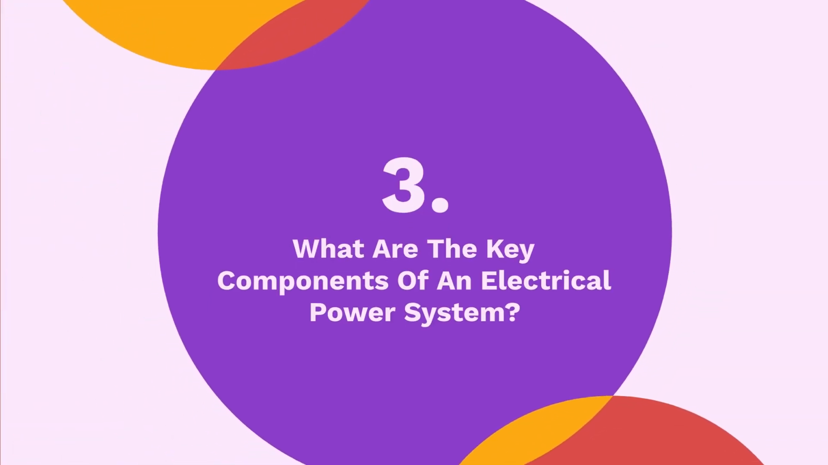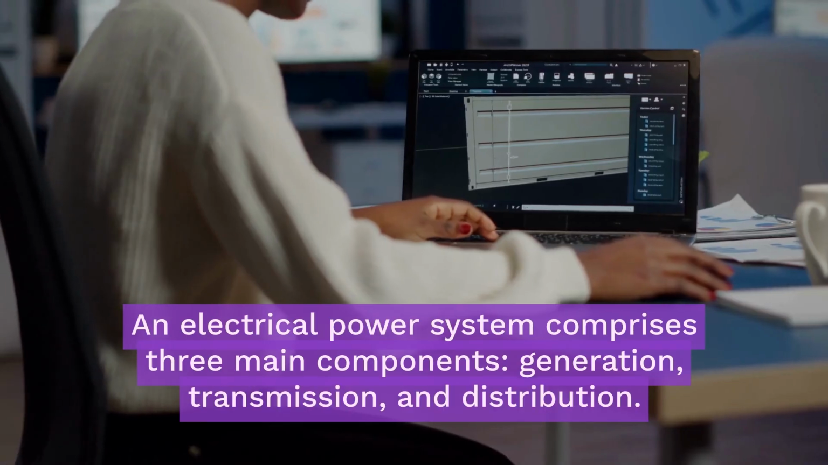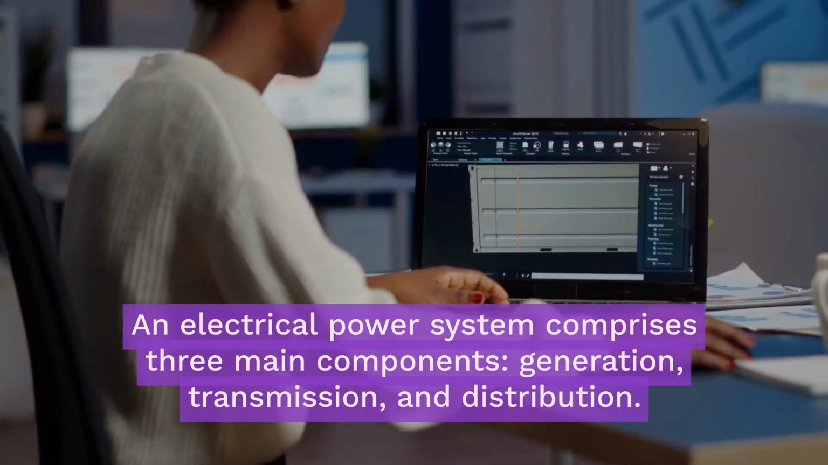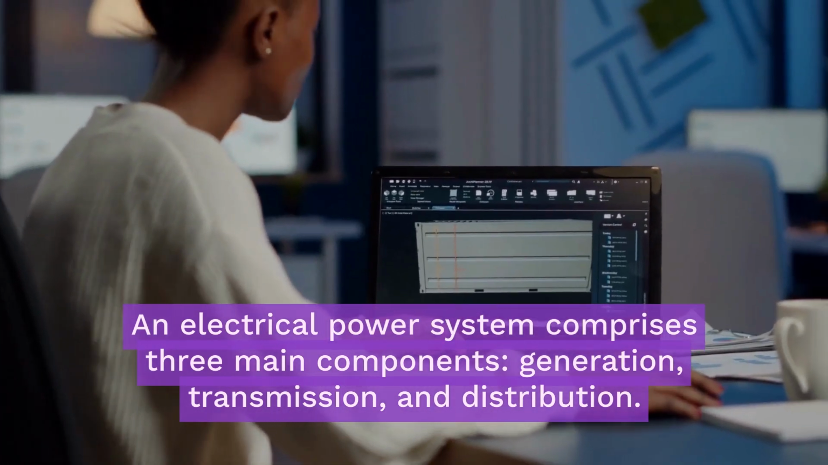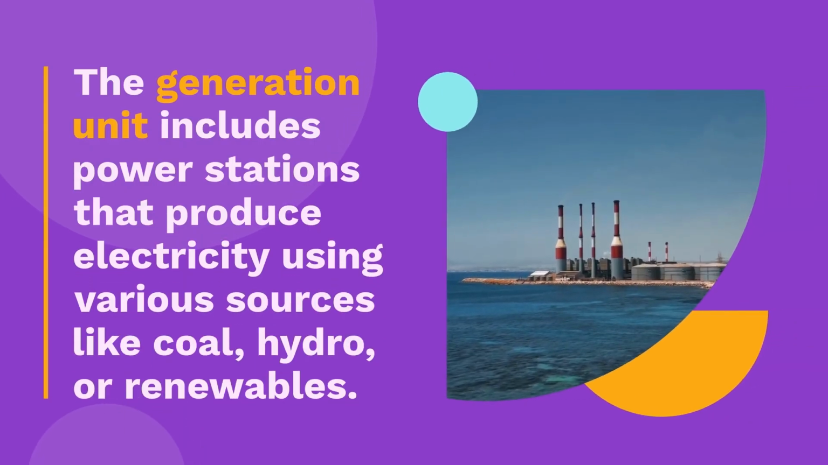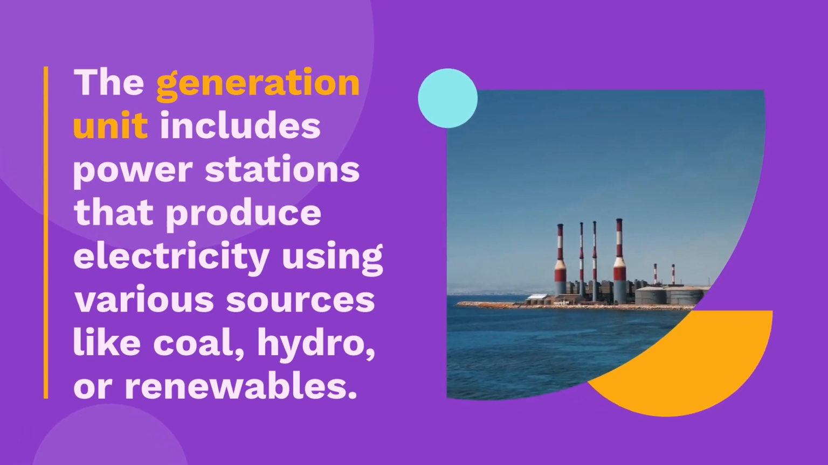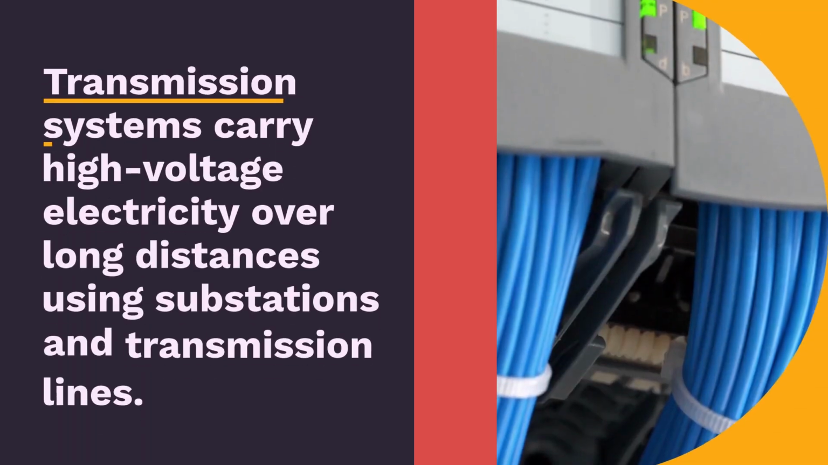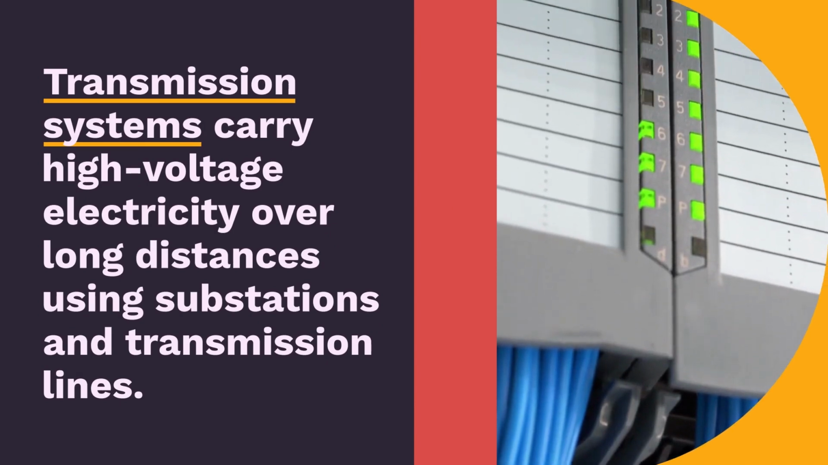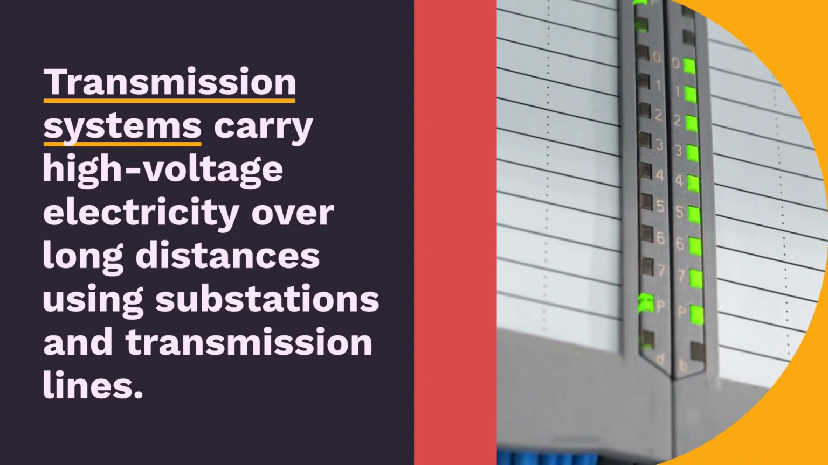3. What are the key components of an electrical power system? An electrical power system comprises three main components: generation, transmission, and distribution. The generation unit includes power stations that produce electricity using various sources like coal, hydro, or renewables. Transmission systems carry high-voltage electricity over long distances using substations and transmission lines.